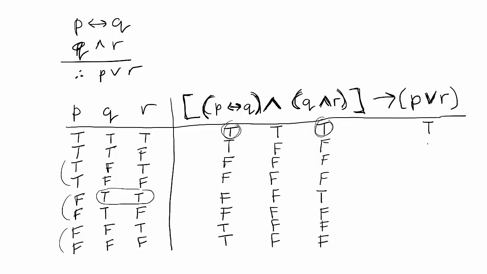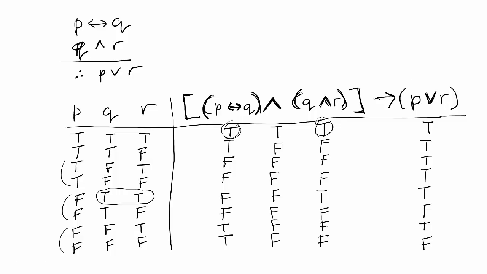They're both true in the first case. In the second case, the P is true. In the third case, P is true. Fourth case, the P is true. And then the fifth case, the R is true. Sixth case, they're both false. Seventh case, the R is true. Eighth case, they're both false.